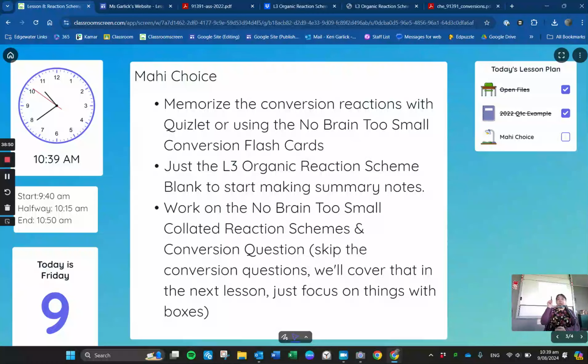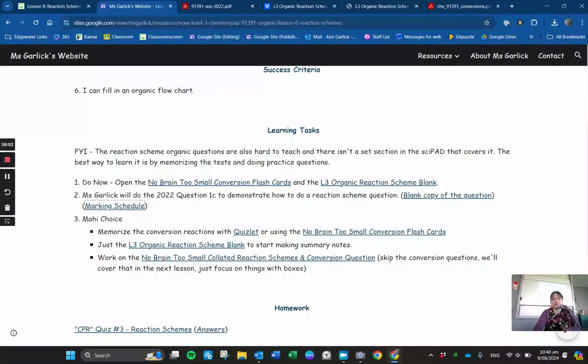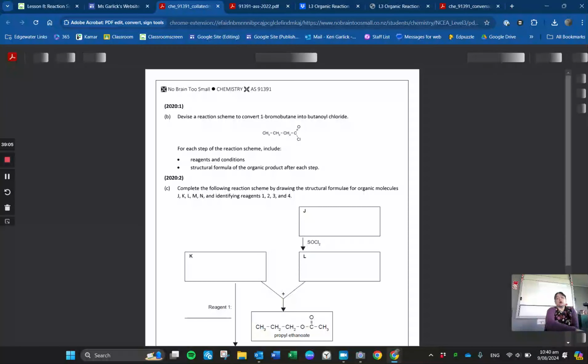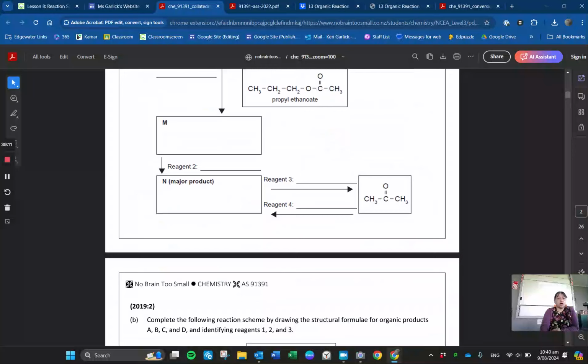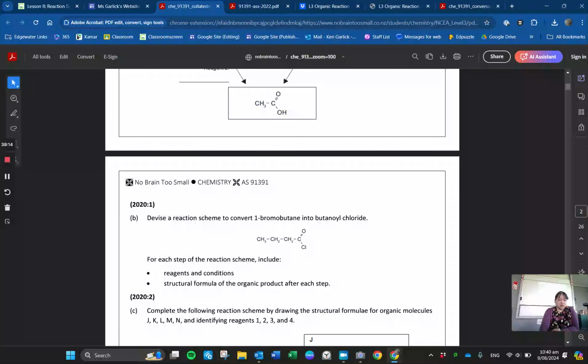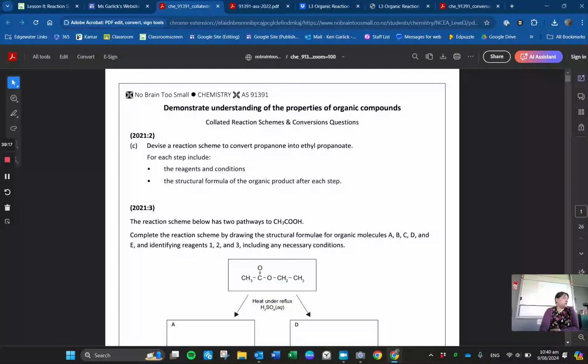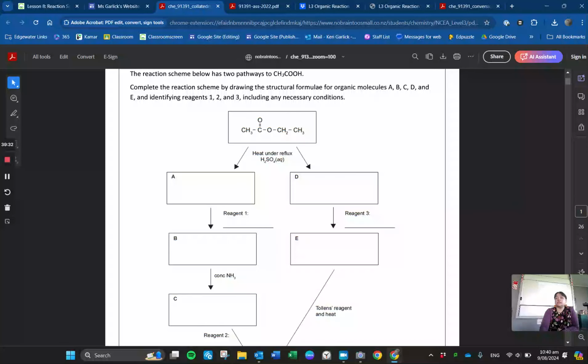Option number 3, I'll put on the SciPath pages that I would recommend as the baby pages. And the last recommendation is to work on the collated questions from No Brain Too Small. With those collated questions, let me point something out so you know which ones you're doing. These reaction schemes have 2 versions. The first version is they give you the flowchart and you're filling in what's going on. The nasty version is they don't give you the reaction scheme, but they tell you, we want you to go from propanone to ethyl propanoate, and you have to figure out how to go from point A to point B. I will cover that separately, so don't worry. So skip questions like this. These are the questions you can do.